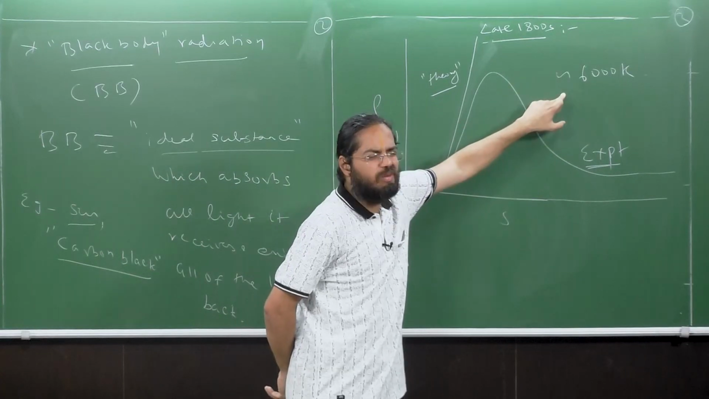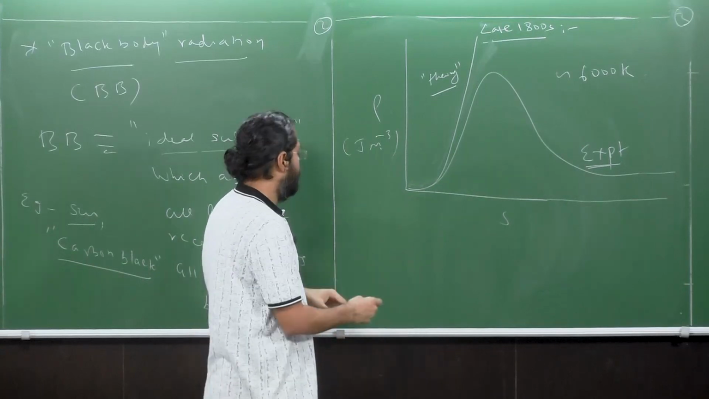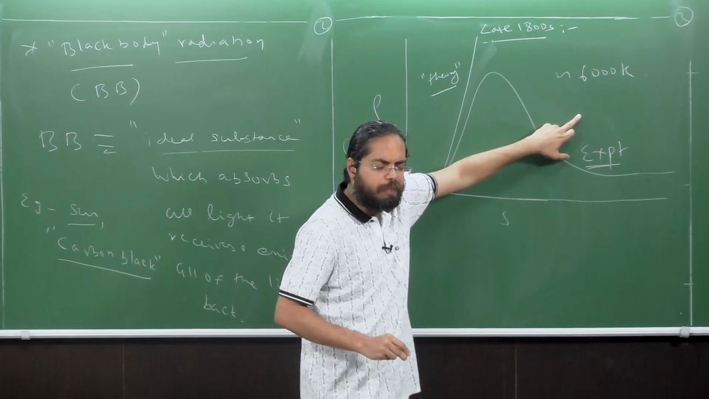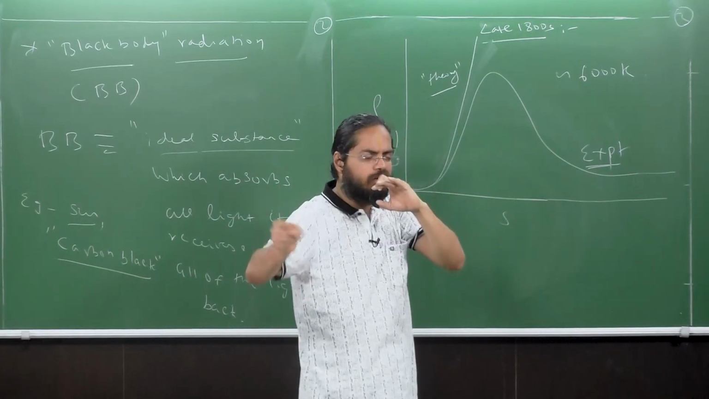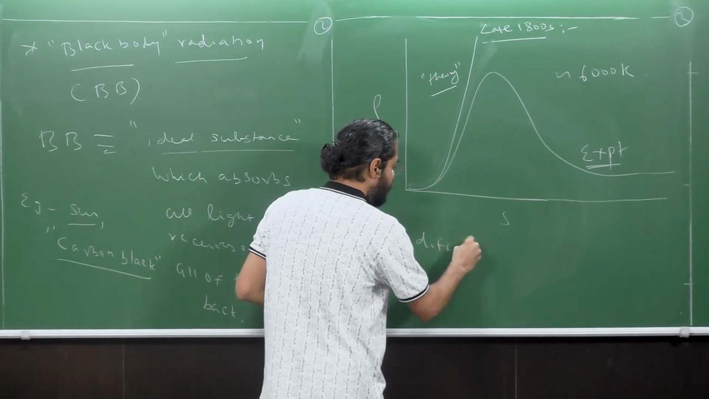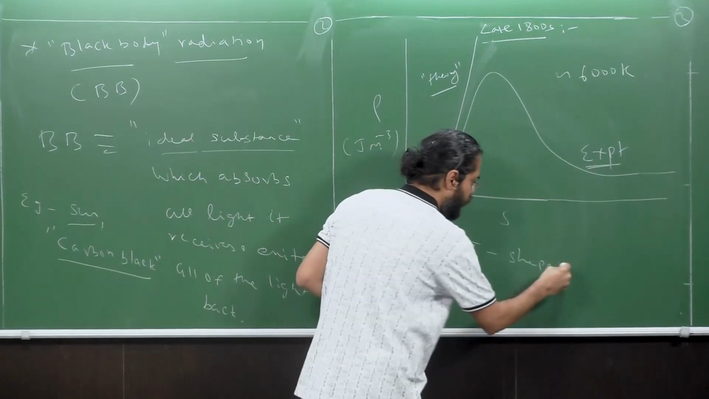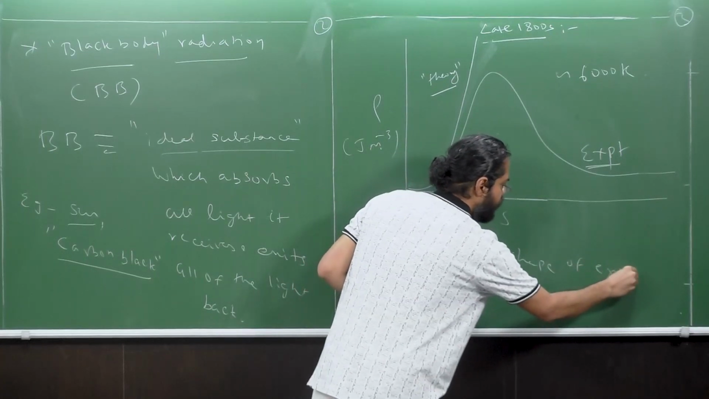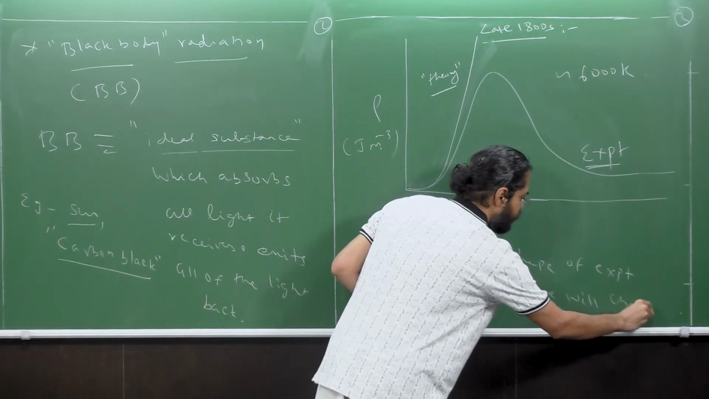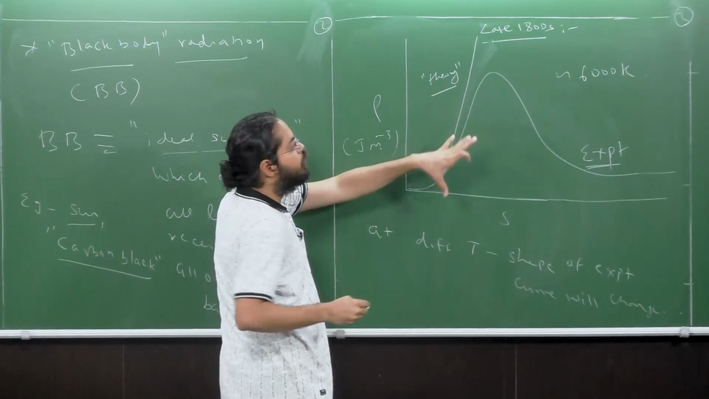Now this is at 6000 Kelvin. The key point is that at different temperatures, I don't really worry about the temperature dependence for our purpose, but I'll discuss some bit of it in the tutorials. Now at different temperatures, the shape of the experimental curve will change. Please note this. But there will always be a discrepancy between theory and experiment.